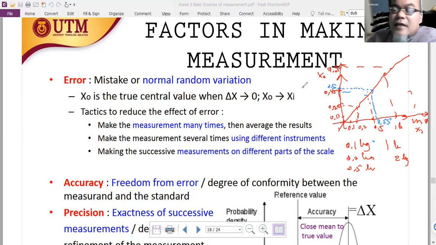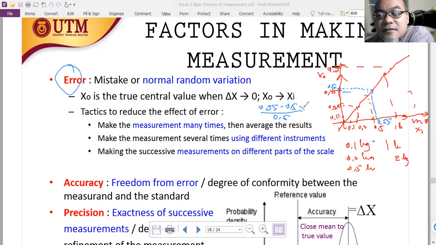Okay, then this becomes the mistake, or we call it error. So the error will be 0.55 minus 0.5 divided by the actual value 0.5, times 100%. So this becomes 0.05 divided by 0.5, which equals 10% error. Okay, so this is the error.